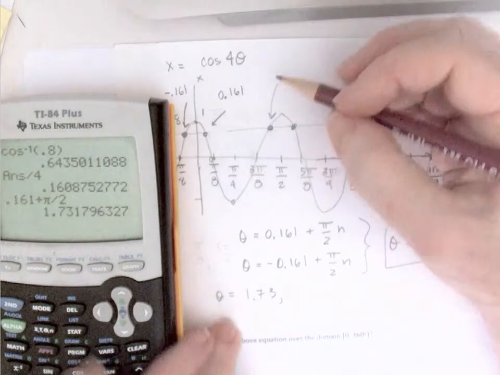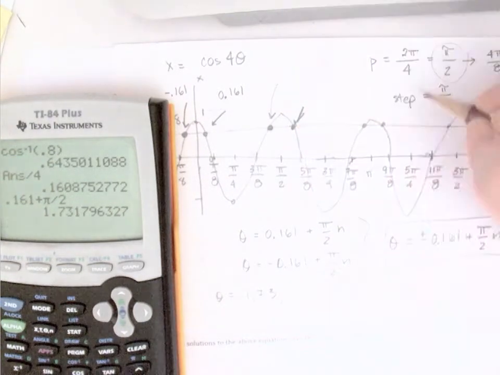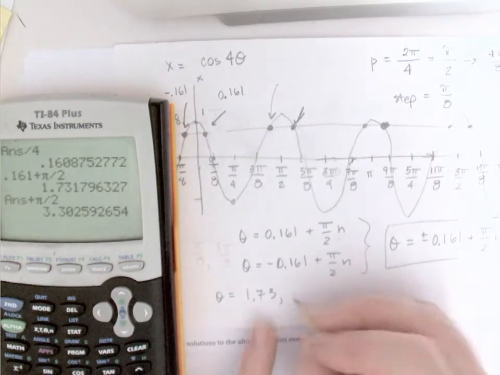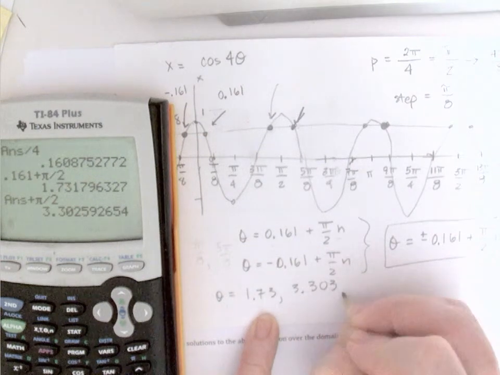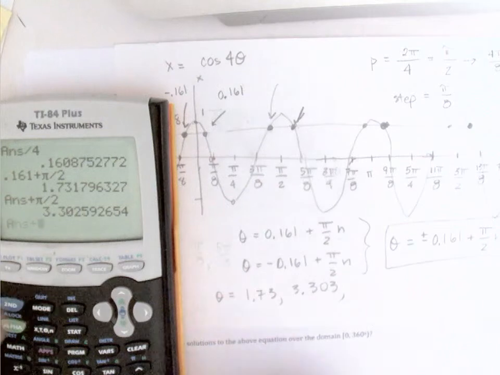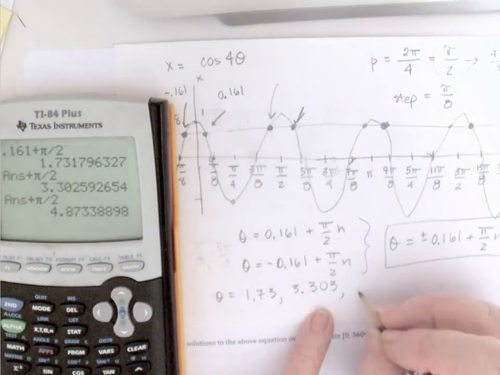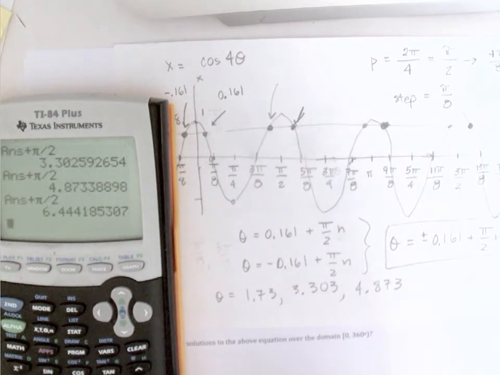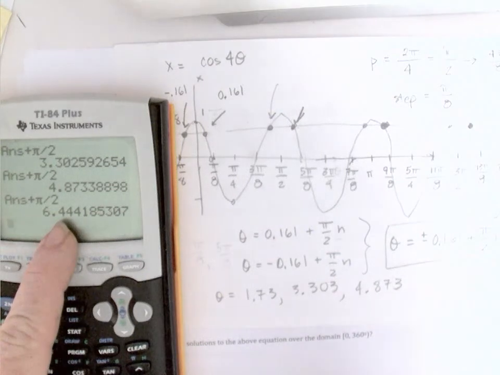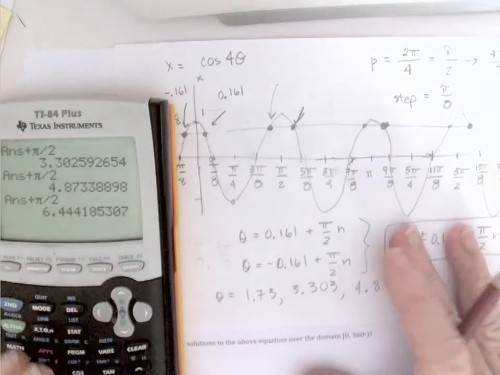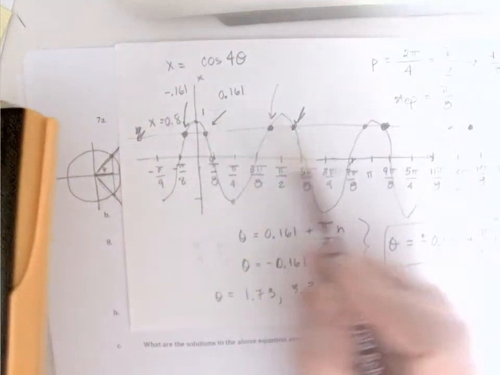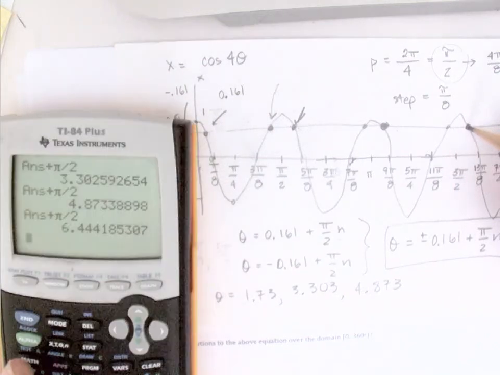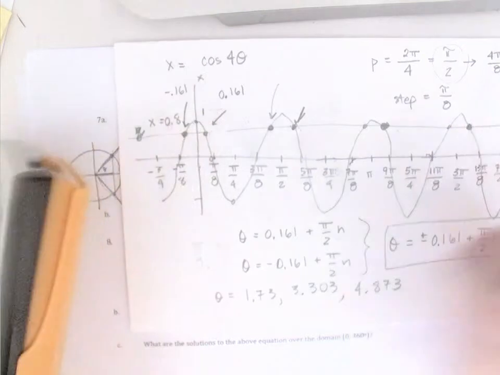And in fact, that is this one right here. Then if I add another pi over 2, that's going to give me this one. So plus pi divided by 2 gives me 3.303. I also need another one up here, so plus pi divided by 2 gives me 4.873. If I add another pi divided by 2, that gives me 6.44, and 6.28 is 2 pi, so I'm not going to use this. So there I have 1, 2, 3.